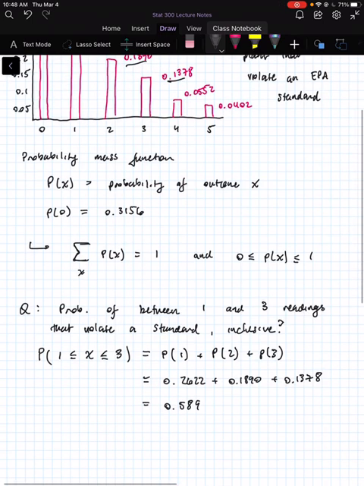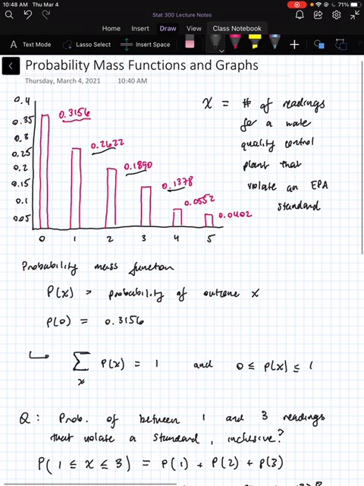It's between 0 and 1. And we're saying that roughly 60% of the time, or a little under 60% of the time, we find between 1 and 3 readings violating an EPA standard, which, if you work in quality control, you would know that's pretty high. So the big takeaway then of this should be, what can we learn from probability mass functions and their graphs about the underlying probability distribution?